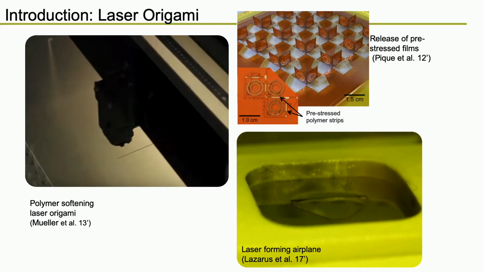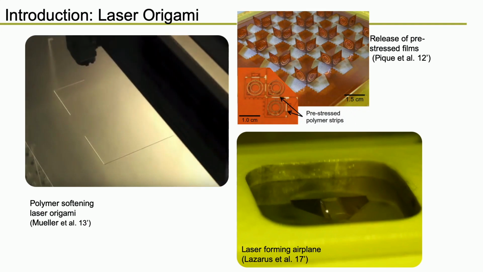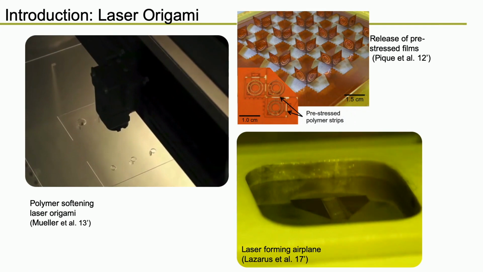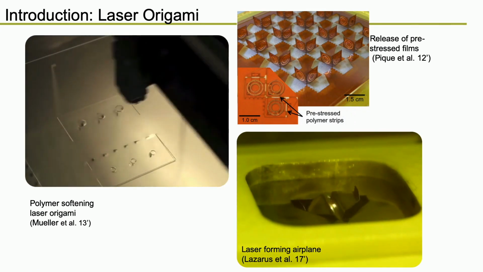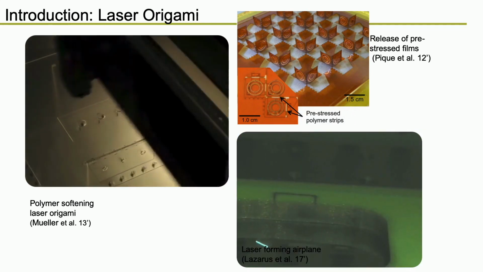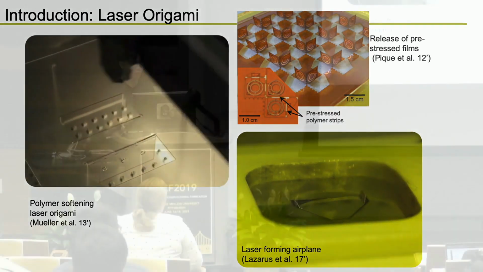So laser origami is a general term for using a laser to fold 2D sheets into 3D structures. Here we show some related work using different folding mechanisms. The first one is polymer softening, where the polymer is heated by the laser and folded down 90 degrees due to gravity. The second is the release of pre-strained films, where two layers of different materials are involved. And the third one is laser forming, the technique we used here.